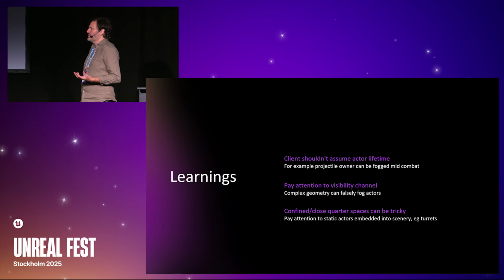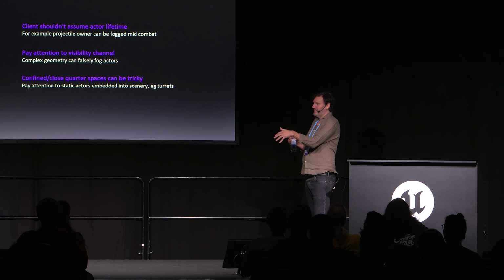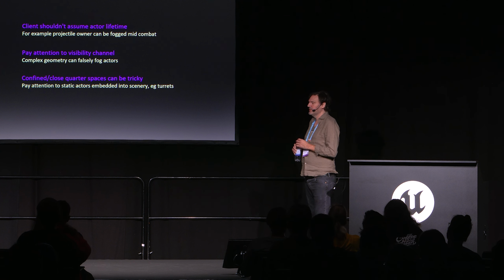So essentially, the work was to add a lot of safeguards around that. We also had issues with the visibility channel occasionally not being configured properly, so actors would fog in full view of the player. It was a long process of adapting what we had to work with the system. Turrets were particularly troublesome because they were often embedded into scenery, and this would hide visibility points within the scenery and cause them to fog erratically.